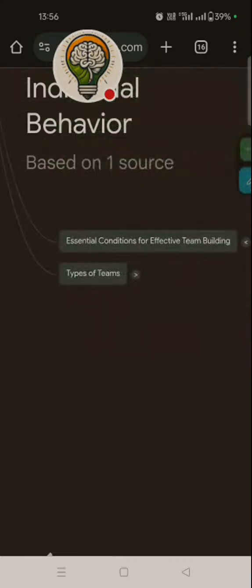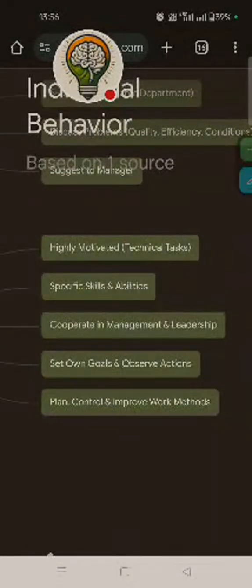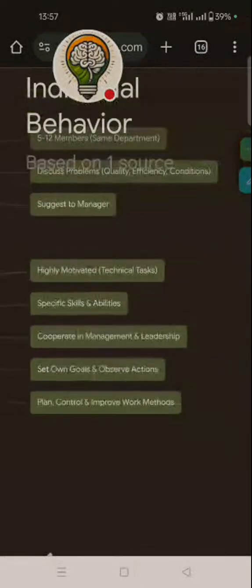Then comes the types of teams. So problem solving teams: members of the same department discuss problems, quality and efficiency conditions, and suggest to the manager. Then comes the self-managed team: highly motivated, technical tasks, specific skills and abilities, cooperating in management and leadership, setting goals, observation, action, and plan, control, and work method.